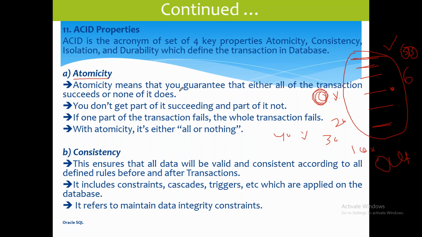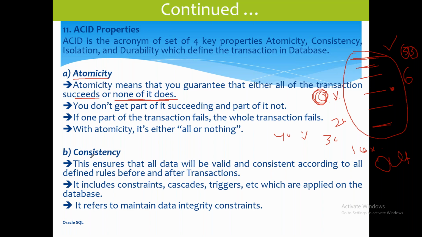So atomicity means it will guarantee that whatever transaction it is going for, succeed or execution, it will go the whole way, or it will go nothing. None of it does. It will succeed means everything will be done, or nothing will be done. Either or. Either everything or nothing. Not in the middle. It will not stay in the middle. That is one property. So the name they have given is atomicity. The meaning of atomicity is this: yes or no, not in the middle.